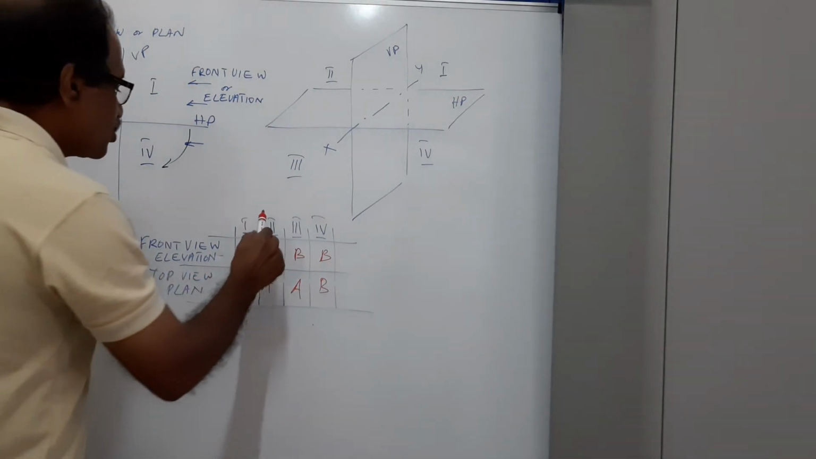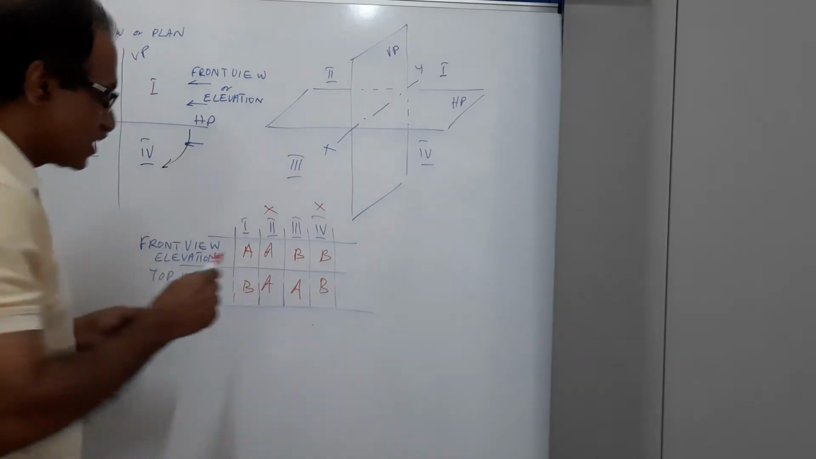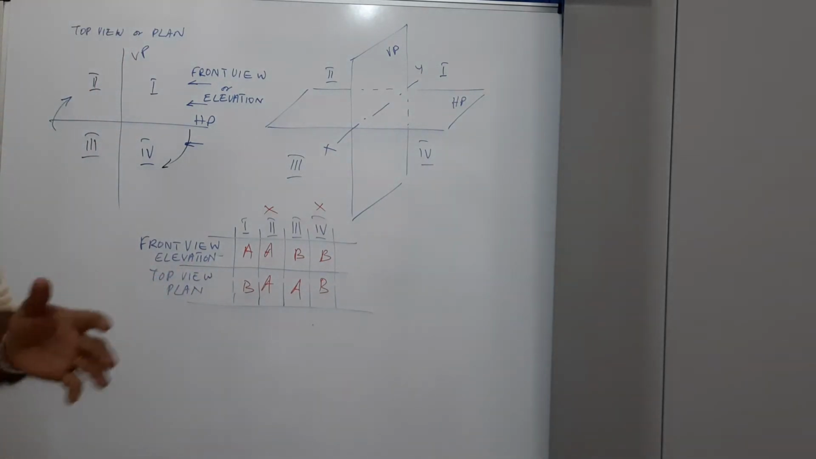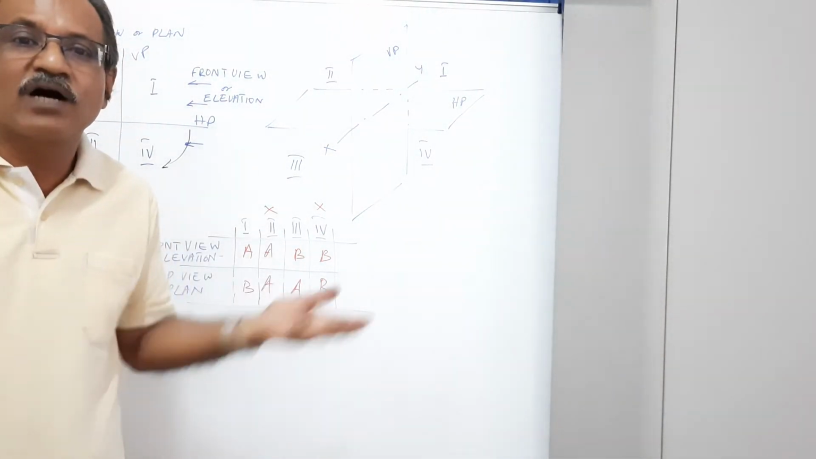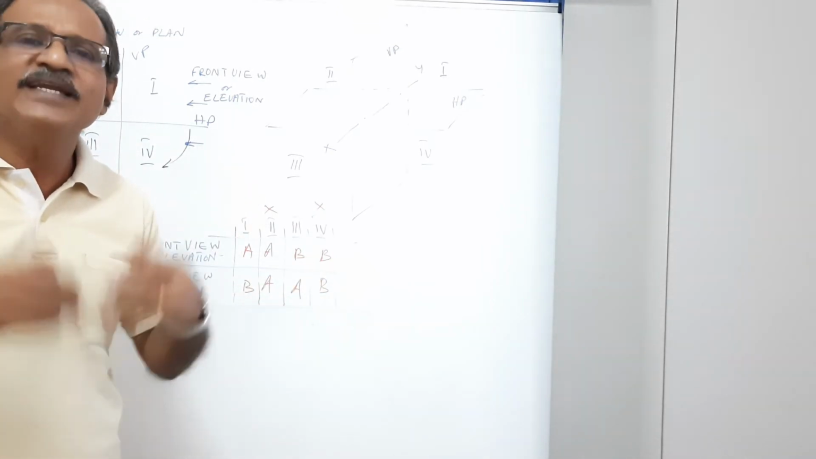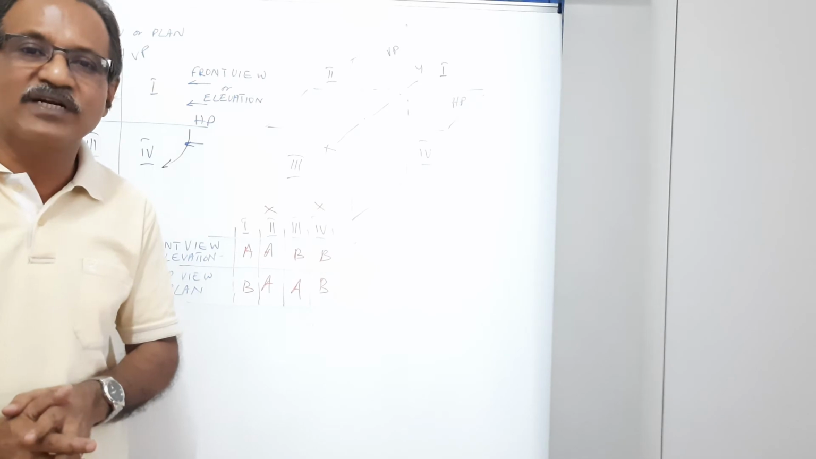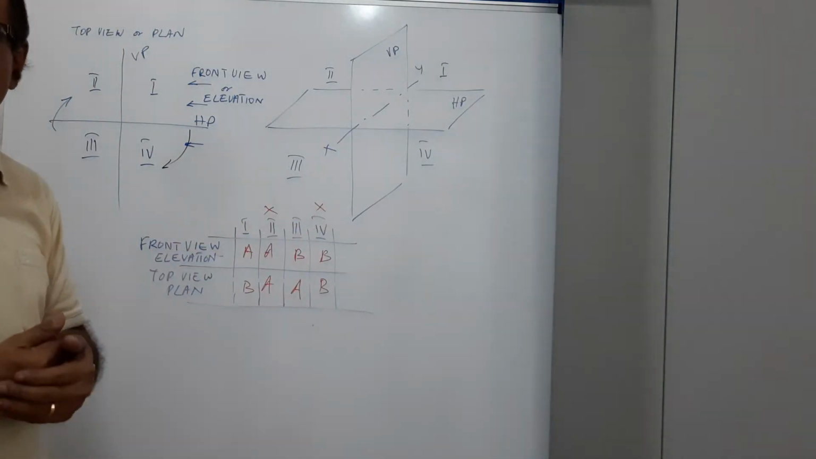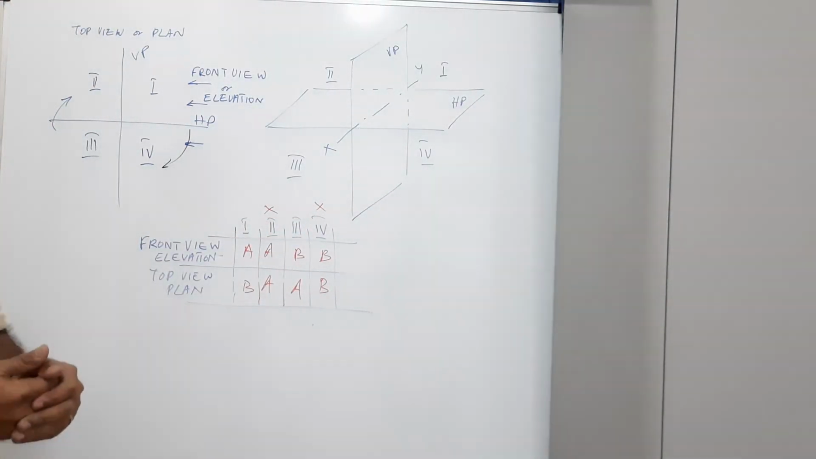You can see virtually second and fourth cannot be used. Why can they not be used? When you draw an object, when the two views overlap, how will you identify what the object is? It is rather impossible to understand what it is. So the second and fourth cannot be used. First and third can be used.